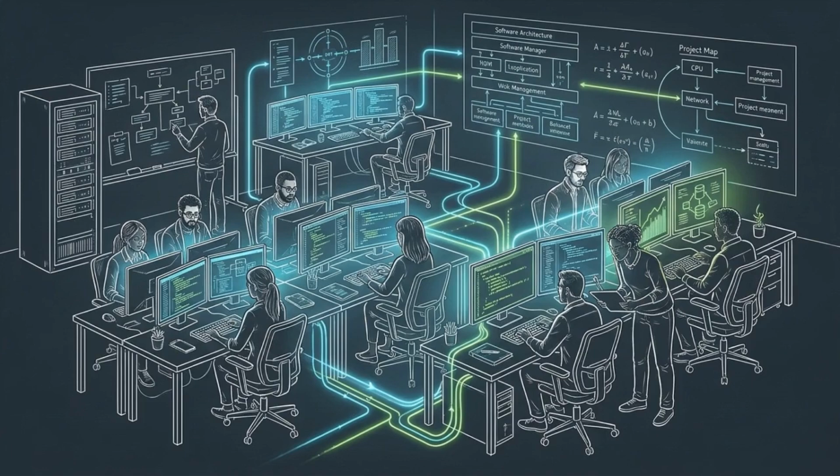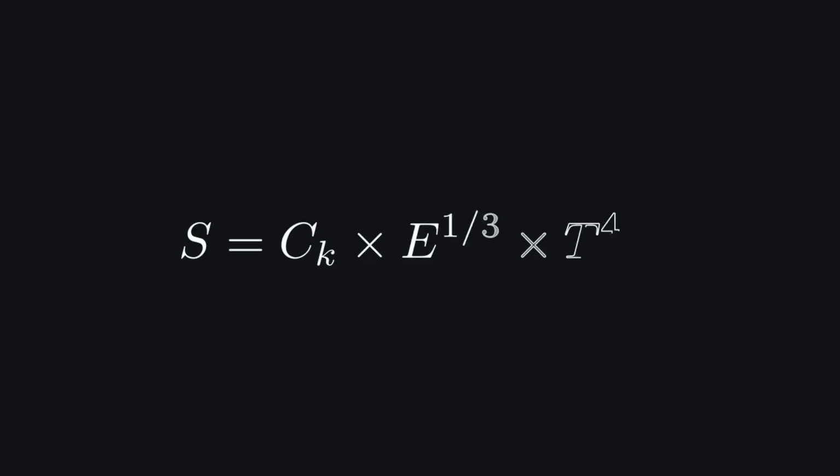Understanding this four-part equilibrium is a prerequisite for allocating resources effectively, ensuring the engineering team has the capacity to deliver without overextending. This formal software equation binds the four variables. S represents software size, and CK is productivity. The critical insight is in the exponents.